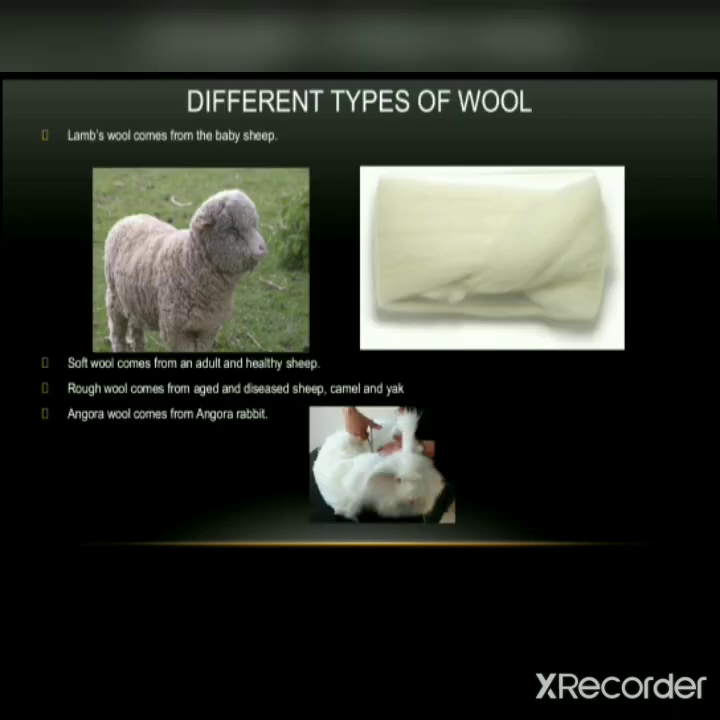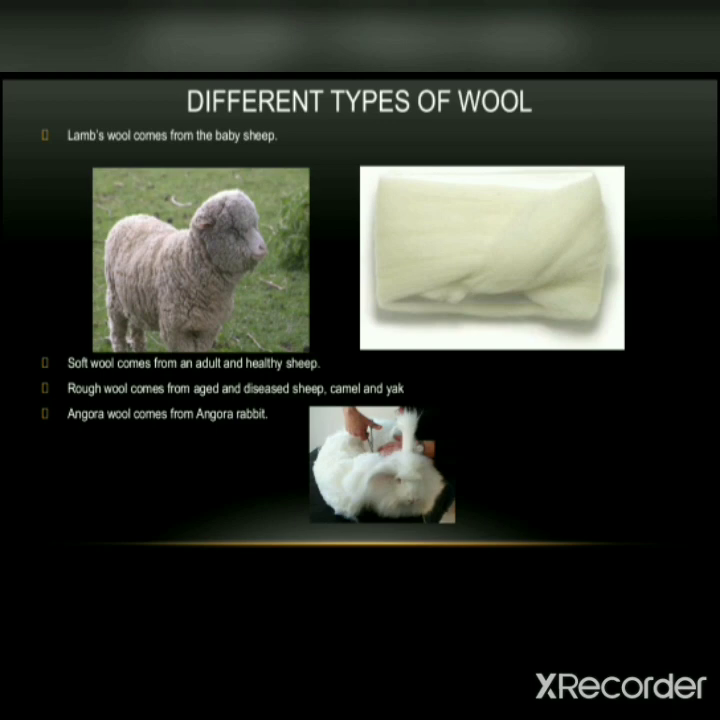Next one is different types of wool. There are thousands of different types of wool used all over. Some of them are listed here. The first one is lamb's wool, which is basically obtained from the baby sheep. Next one is soft wool, which comes from adult and healthy sheep. The common wears we are using, the shawls, the sweaters, the caps, are basically made from this soft wool.